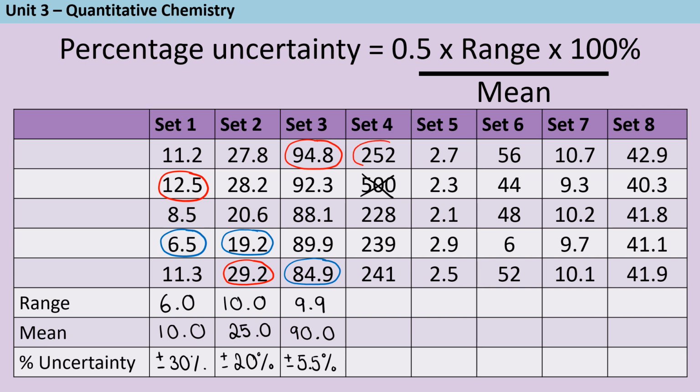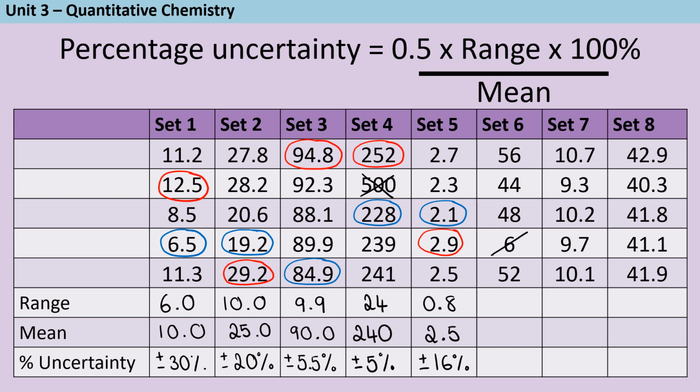Looking at the remaining data, my largest number take away my smallest number is 24, and the mean of those is 240. So that's a percentage uncertainty of plus or minus 5%. In set 5, the largest number take away the smallest number is 0.8, and the mean of these data is 2.5. So that's plus or minus 16% percentage uncertainty.